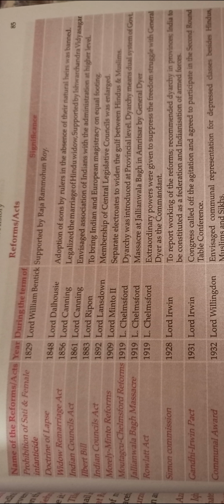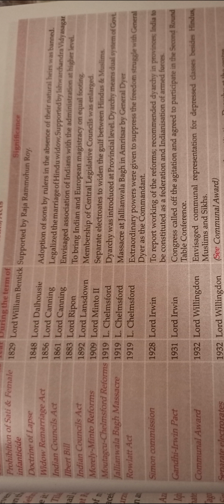Next is the doctrine of lapse that took place in 1848. The significance of this is that adoption of a son by a ruler in the absence of a natural heir was banned, and that is what happened with Jhansi ki Rani, Lakshmi Bai. The Widow Remarriage Act of 1856 was passed, which legalized the marriage of Hindu widows, supported by Ishwar Chandra Vidyasagar, one of the renowned reformers.